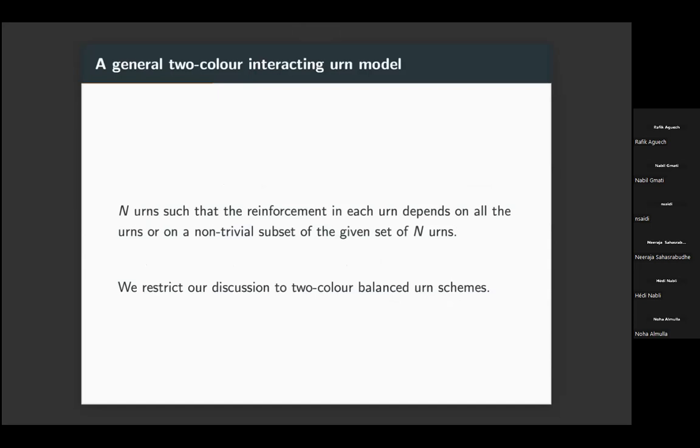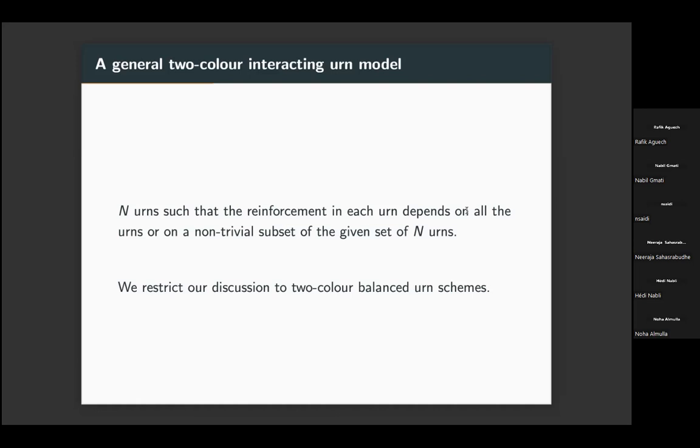Now instead of looking at one urn, I have n urns. And the reinforcement in each urn now depends on a non-trivial subset of these urns. So what do I mean by that? Earlier I had a single urn, I was drawing from that urn, and based on whatever I saw, I was reinforcing that urn. Now I have n urns, I draw from all the n urns independently, let's say, but what I add depends on what I see in the drawn sample across urns. Again, I'm going to restrict myself to two color urns and balanced urn schemes.